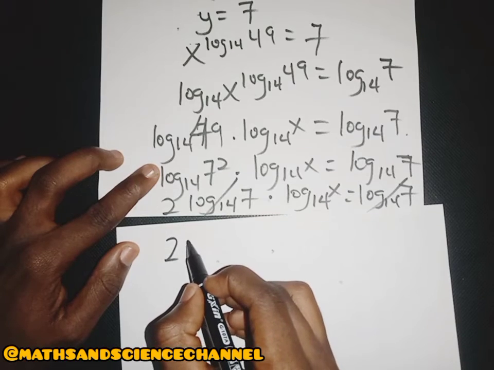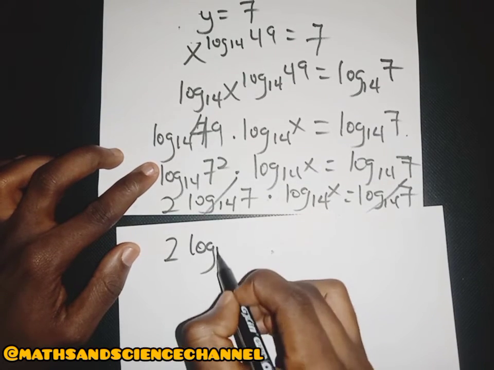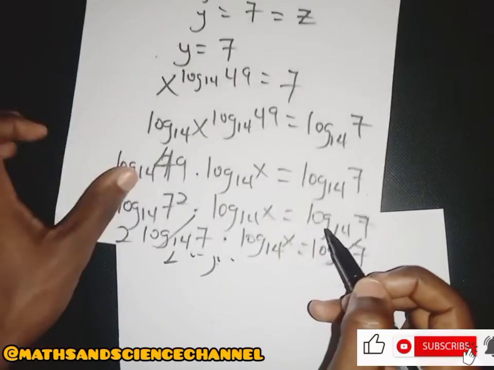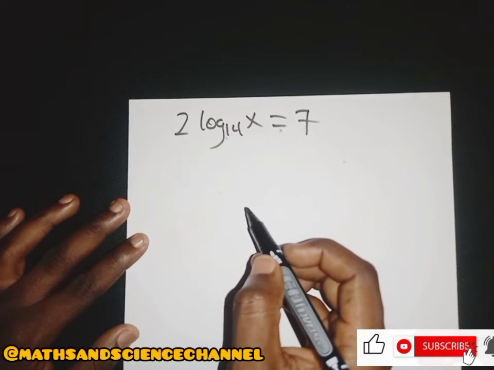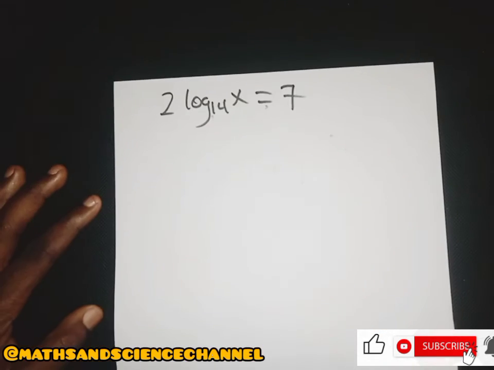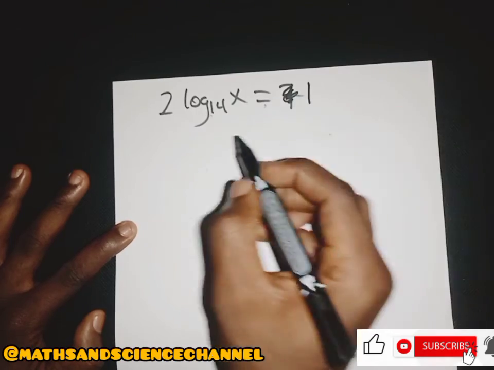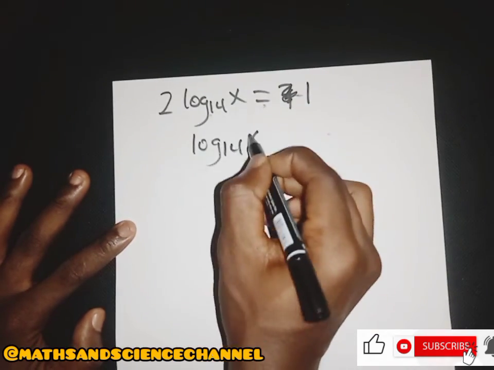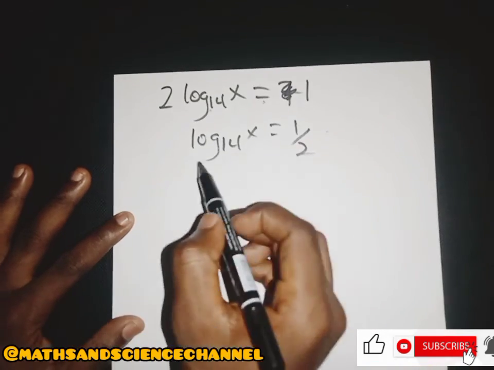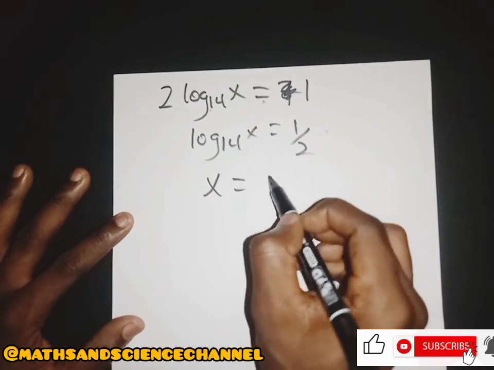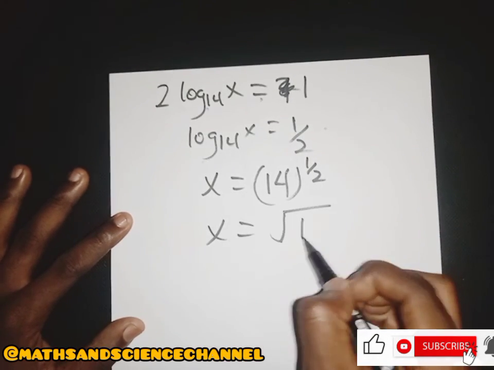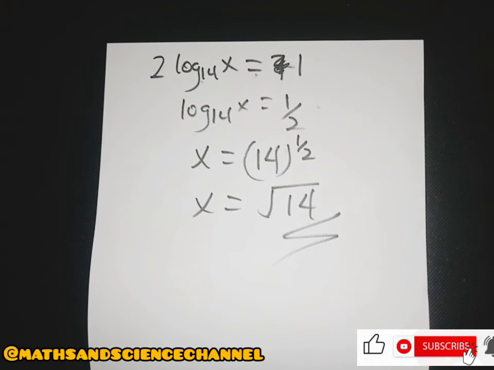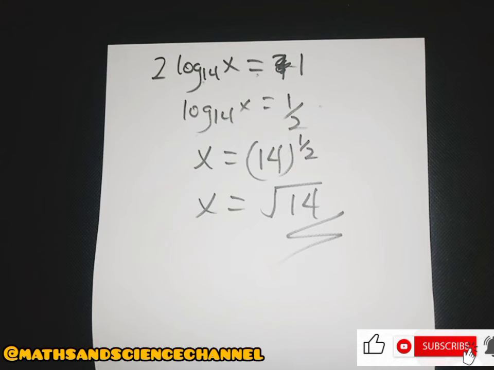and therefore we are left with 2 log base 14 of x being equal to 1, right? So this is what we are left with, and then from here, sorry, it cancels both sides. So we have log base 14 of x being equal to 1 over 2. And then from here we just have x being equal to 14 to the power 1 over 2, so x is equal to the square root of 14. Realize that in both methods that we used, we had root 14 as the value of x.